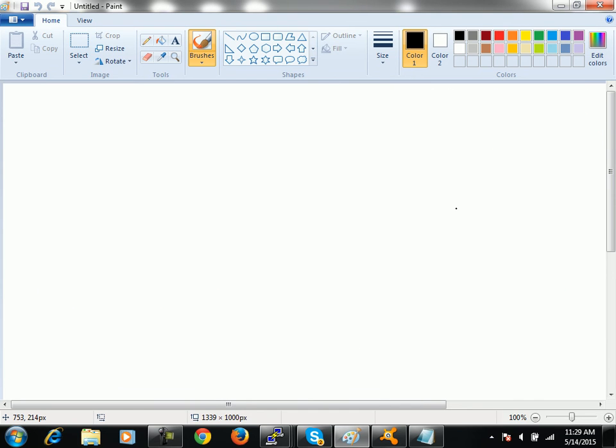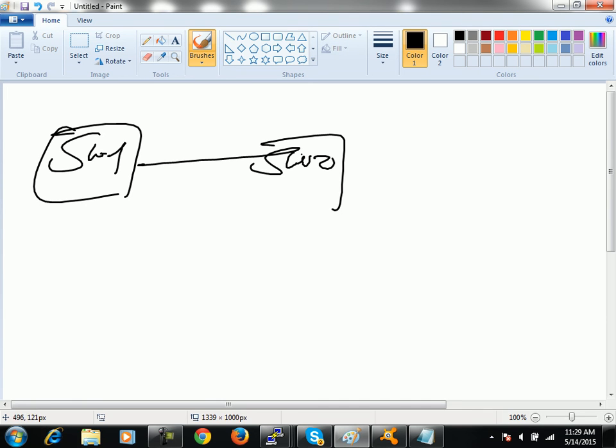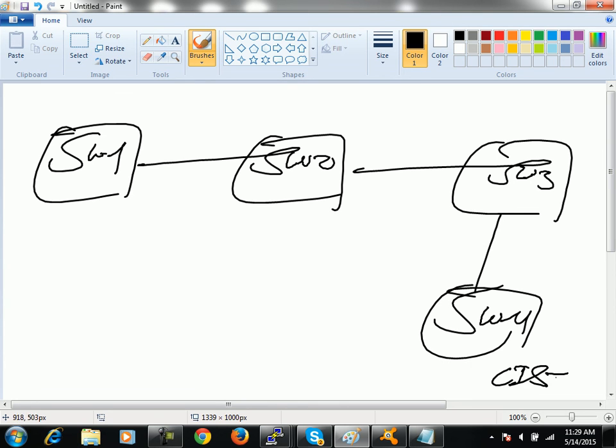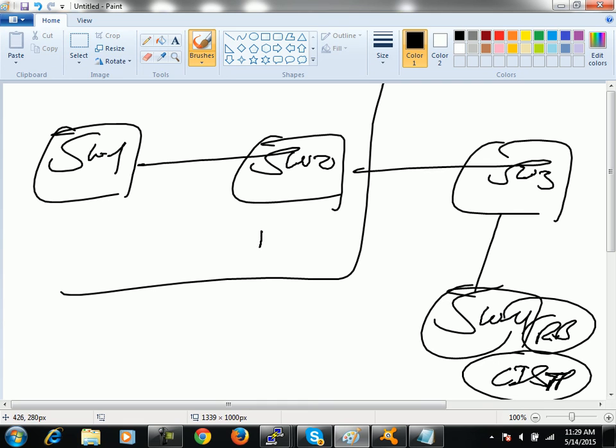Fine. In case you have this kind of diagram, let's say this is switch 1, this is switch 2, switch 3, and this is switch 4. Let's say this time for CIST, you have configured switch 4 as the root bridge. Now remember, in this region A, switch 2 will always be the root bridge, but regional only, not inter-region. Because the inter-region root bridge is switch 4. And let me prove all these things now.